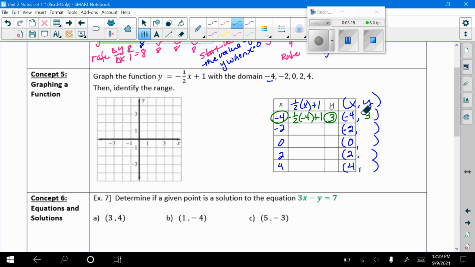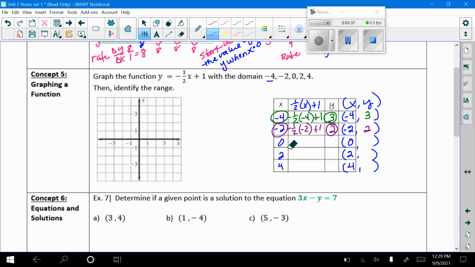Then the next one I'm going to do, I'm going to put colors on it just so we can keep them separate. -1/2 times -2 plus 1. Well, negative and negative makes a positive. 1/2 of 2 is 1. 1 plus 1 is 2. So my y value here is 2. So I'm going to have -2, 2, and that's how I get my ordered pair.